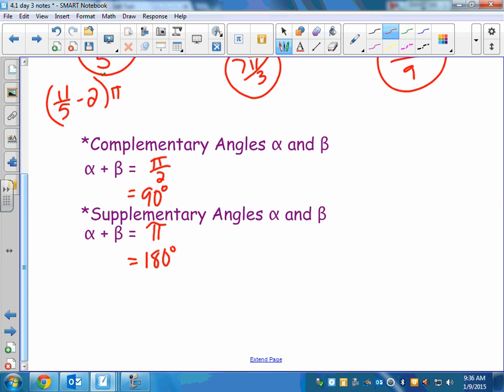So there's a couple questions on homework. We'll probably talk about one on Monday, because people always seem to struggle with it. But if they gave you one angle, you just subtract it from either pi or pi halves to find the other angle. Okay? I'm going to deal with that. All right, let's go back to the one we skipped.